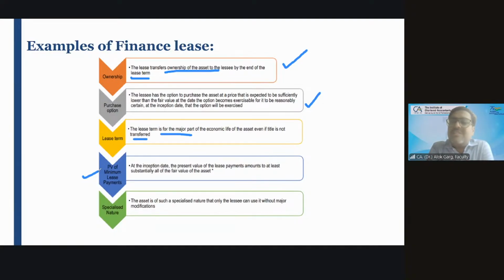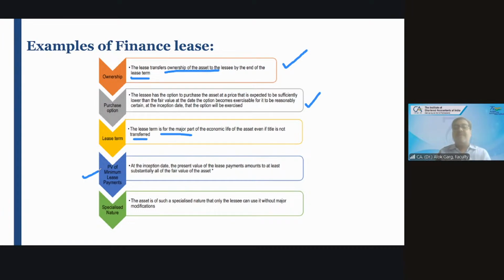Sir, what is meant by substantially? Friends, the quantitative threshold is not given in Ind AS accounting standard or IFRS. In US GAAP, it is more than 90%. For example, the fair value, the market value of the asset is 50 lakh rupees, and the present value of the lease rental is coming out at 45 lakh rupees. Will you consider this as a finance lease? Answer is yes. It is equivalent to 90% or more. So 50 lakh multiplied by 90% is equal to 45 lakh.